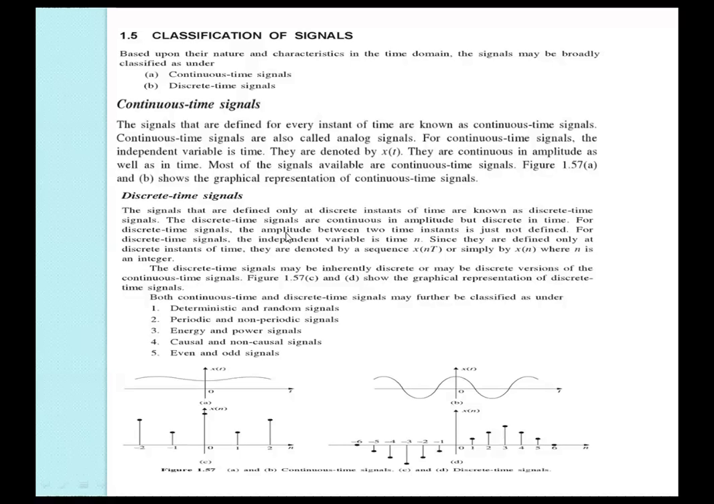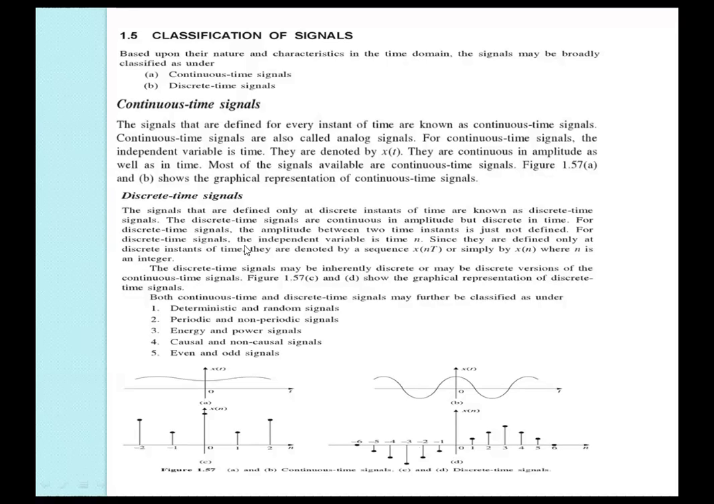For discrete time signals, the amplitude between two time instants is just not defined. Between time instants 0 and 1, we are not taking anything. We only consider particular instants of time: at 0, at 1, at 2, at 3, 4, and 5. In between, we are not taking any values.